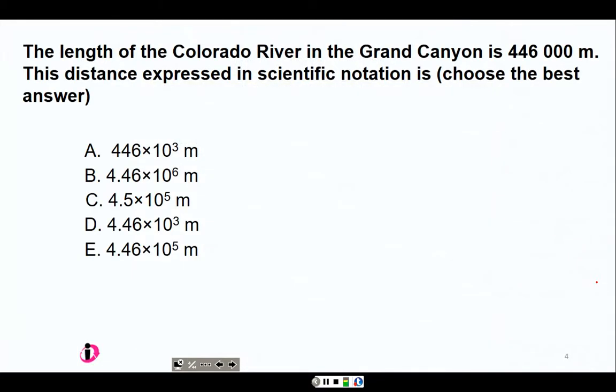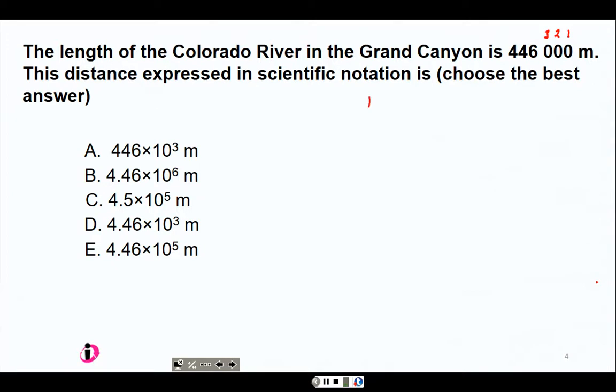So let's think about these in terms of examples. If you're thinking about the length of the Colorado River in the Grand Canyon, it's a lot of meters. 446,000, and we're going to try to put this in scientific notation. The way we do this takes some practice. So what you have to recall is that this is 10 to the 1, this is 10 to the 2, and this is 10 to the 3.